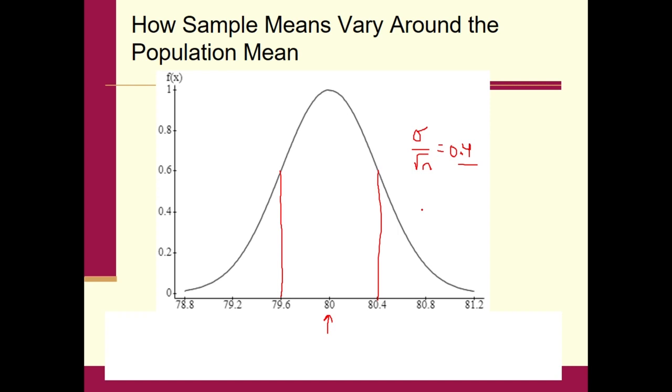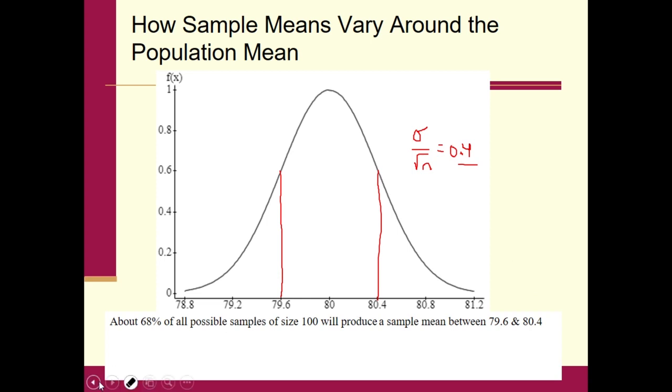So here's my question. What percentage of all the samples would produce an X bar somewhere between 79.6 and 80.4? Let me say that again. What percentage of the samples would produce an X bar between 79.6 and 80.4? Hopefully you go, hold on, I have a bell-shaped curve. It just went out one standard deviation. That should be approximately 68%. So about 68% of all possible samples of size 100 will produce a sample mean between 79.6 and 80.4.